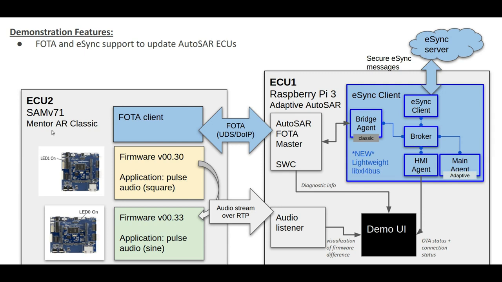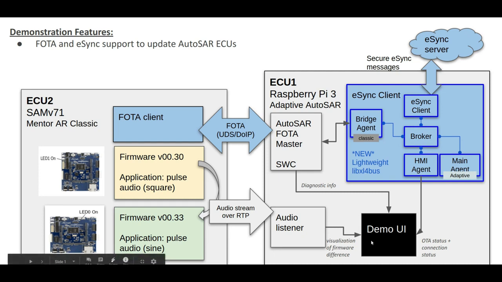Here, ECU2 can be compared to any Classic AUTOSAR ECU in the vehicle, and ECU1 can be compared to any telematics unit in the vehicle that communicates with the outer world. Here, the main functionality of ECU2 is RTP talker, which streams the audio over RTP, and ECU1 is the RTP listener, which streams the received audio data to the UI.